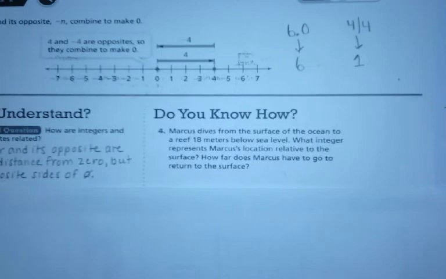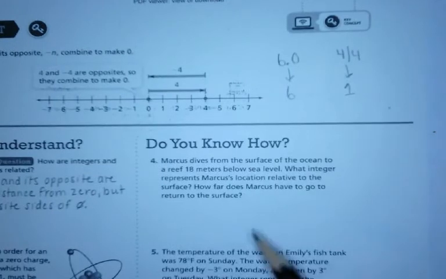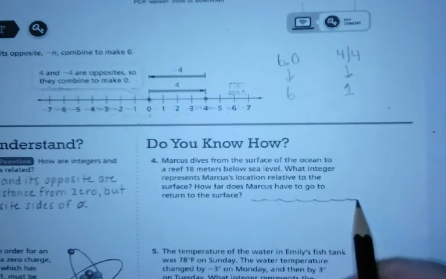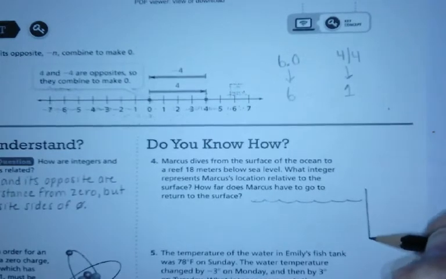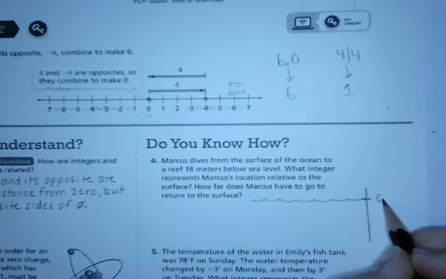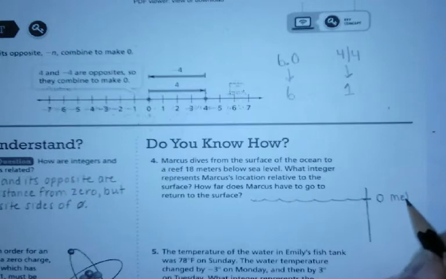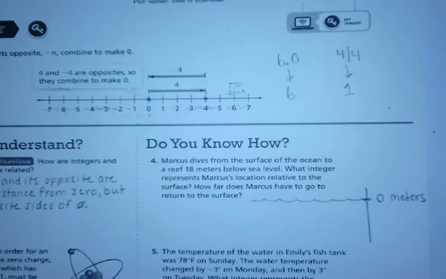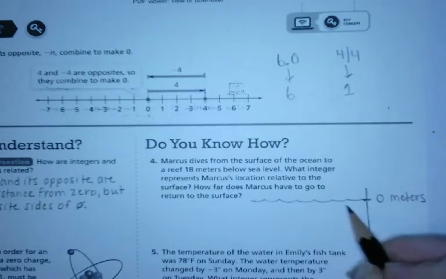So sometimes when you're working with a math problem, it's best to draw a picture to help you understand the information. So we're going to go ahead and draw a squiggly line representing the surface of the water. The surface is represented by a depth of 0 feet. We're working in meters, so 0 meters. So that would be your surface. That's where you begin. In this example, the diver is going to go down 18.